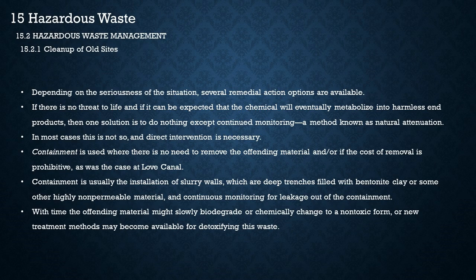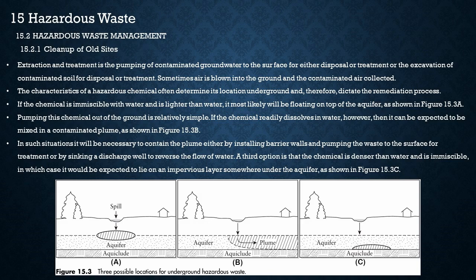Containment is usually the installation of slurry walls, which are deep trenches filled with bentonite clay or some other highly non-permeable material, and continuous monitoring for leakage out of the containment. With time, the offending material might slowly biodegrade or chemically change to a non-toxic form, or new treatment methods may become available for detoxifying this waste. Extraction and treatment is the pumping of contaminated groundwater to the surface for either disposal or treatment, or the excavation of contaminated soil for disposal or treatment. Sometimes air is blown into the ground and the contaminated air collected.